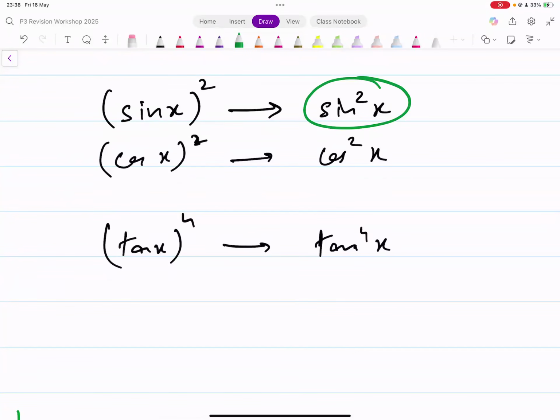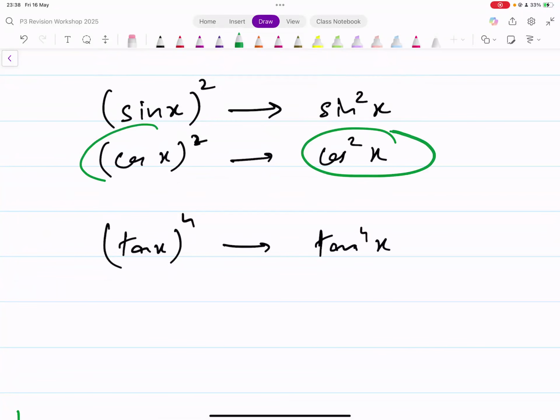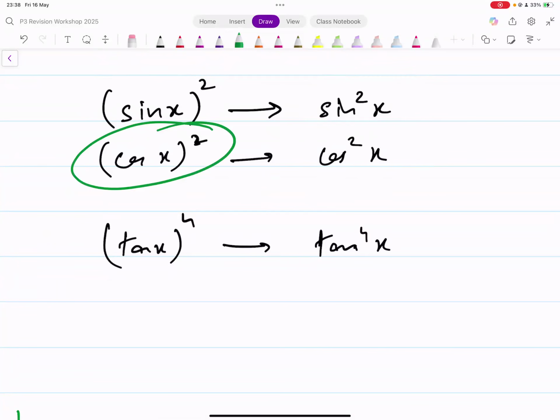Sine square x is just a short way of writing sine of x whole squared. The actual function is sine of x whole squared. Sine square x is just a short form of writing that. Cos square x, again, is this short way of writing cos of x whole squared. The actual mathematical form is this.